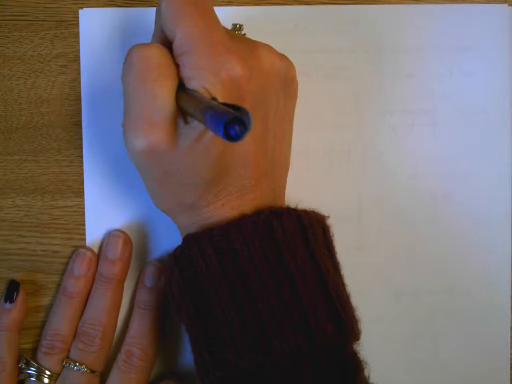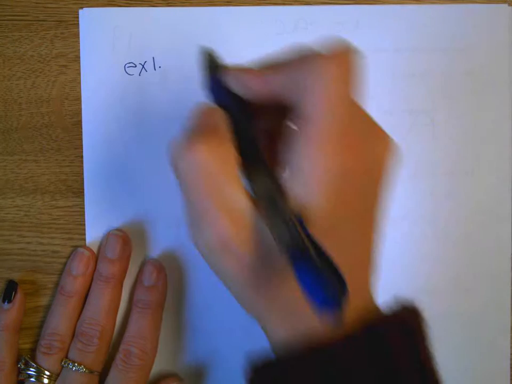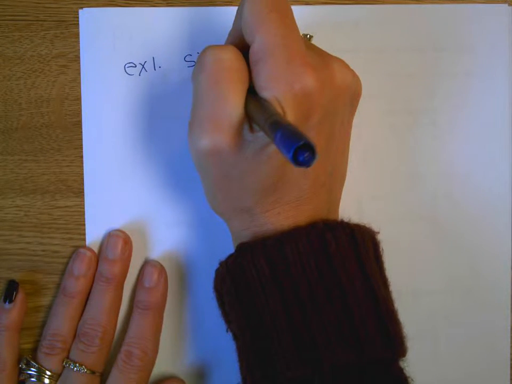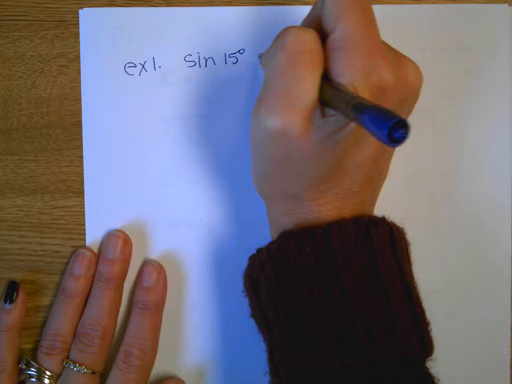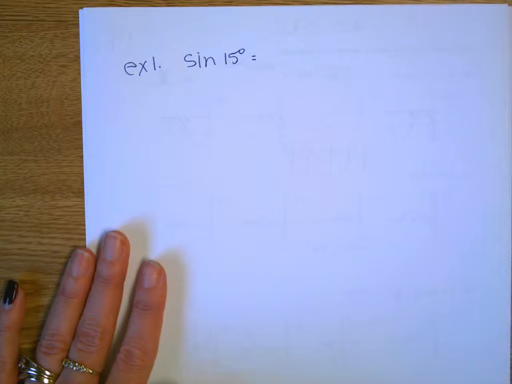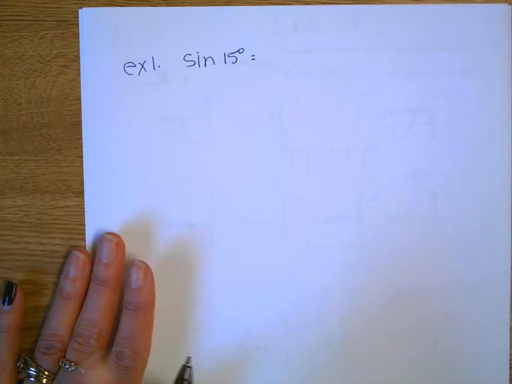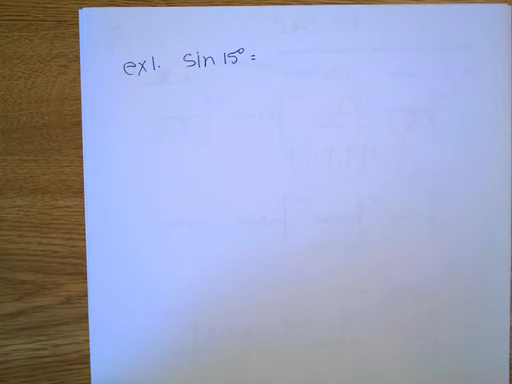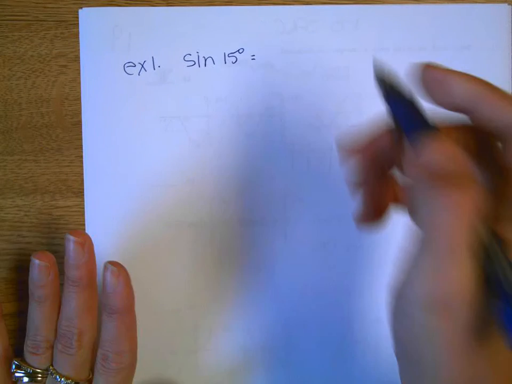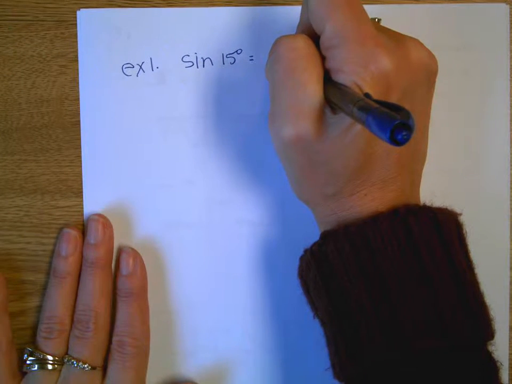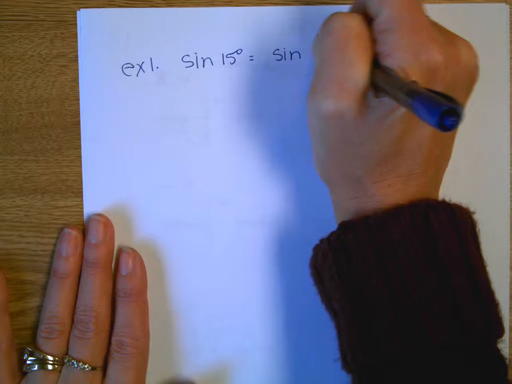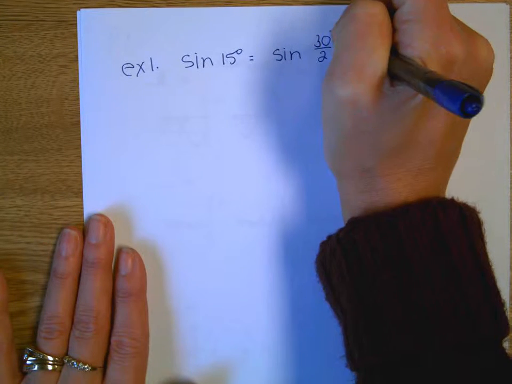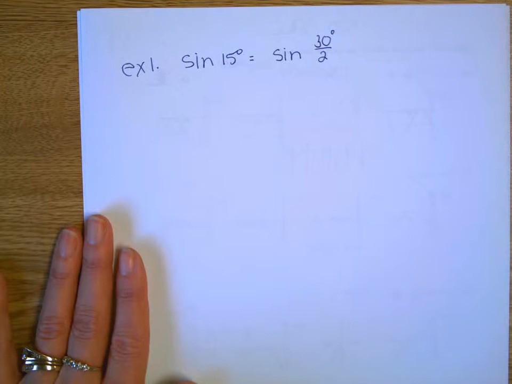Number 1. Sine of 15 degrees. I'm looking for an exact value, but I want to use the half angle identity, not a subtraction. So I want to write this: what is 15 half of? 30. So I'm going to rewrite this as the sine of 30 degrees divided by 2. We agree that that equals 15.